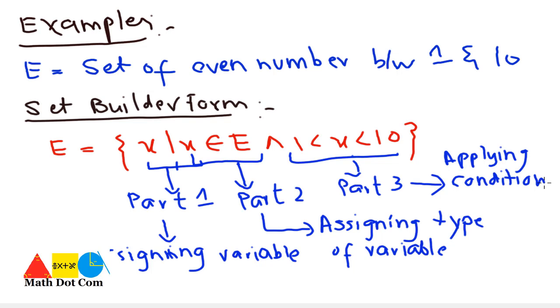So this is a very easy form in which you can represent a set in set builder form, by dividing it into three parts one by one: assigning the variables, assigning the types, and applying the condition. So this is how we can represent a certain set of numbers that is not an infinite set. We can also represent normal numbers in terms of set builder form.